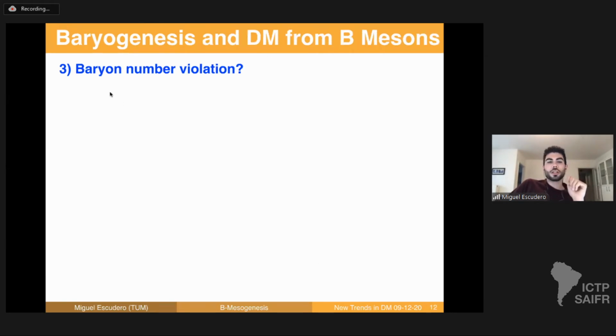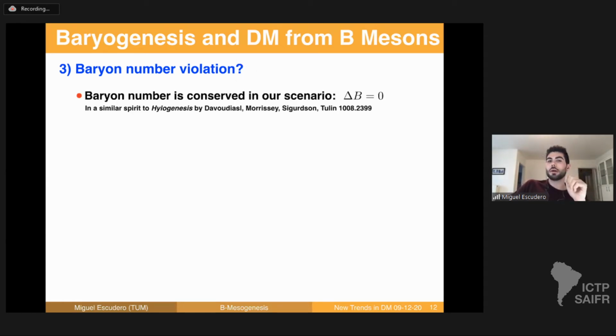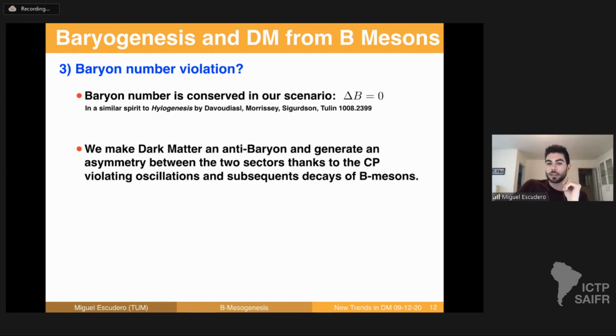The third Sakharov condition is baryon number violation, and here I put a question mark, and the reason I did that is because in our scenario, baryon number is actually conserved. And this is in a similar fashion to halogenesis by Tulin and collaborators. So how do we actually make baryogenesis if we don't violate baryon number? Well, the trick is to make dark matter an anti-baryon and generate an asymmetry between the visible and the dark sector, thanks to the CP violating oscillations and subsequent decays of B-mesons.